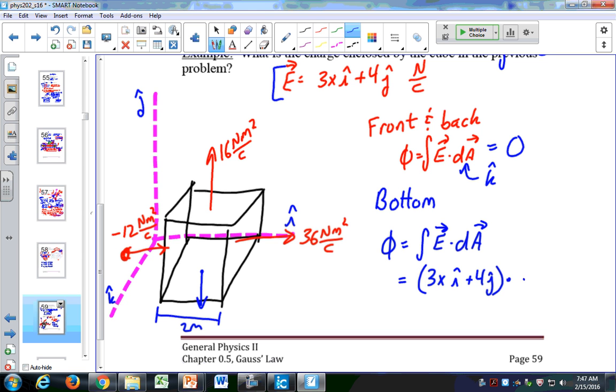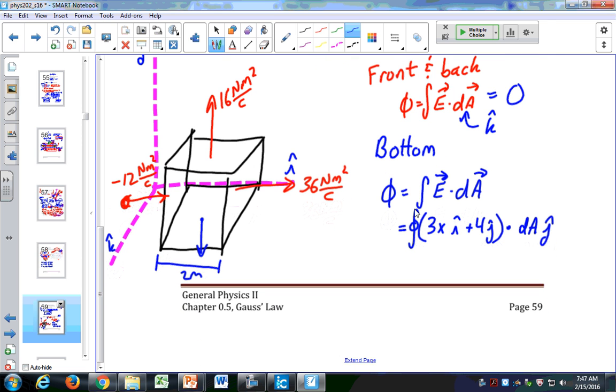So I can take away now the vector notation for dA, and instead put a unit vector there. So dA is going to be in the j direction. And then I can do this dot product. I have 3x i dot dA j. Remember, i dot j is equal to 0. And then I have 4 times dA. j dot j is equal to 1. So that's going to be the integral of 4 dA. Just take that 4 out.